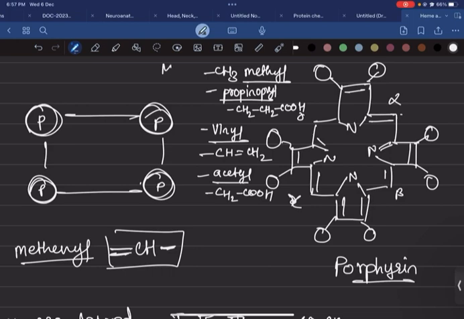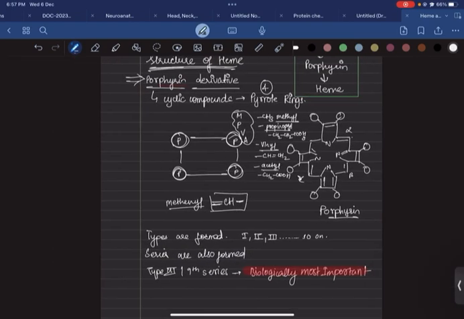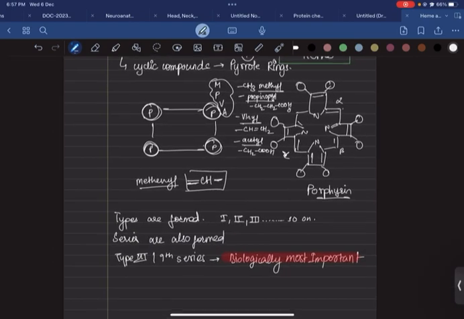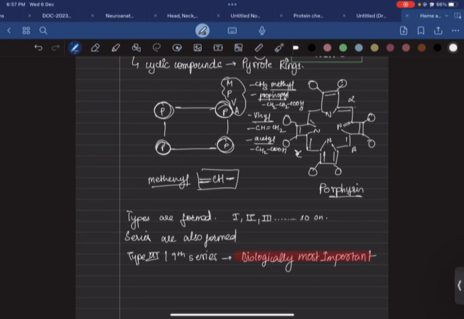So these are named M. You can also have M, P, V and A. These are the groups that can be present here. So based on these there will be types, of course. Now these types can be, say, you can have M methyl or propionyl, or you can have propionyl or vinyl, or you can have vinyl or acetyl. There can be combinations, right? But there are some fixed combinations that are found in our body.